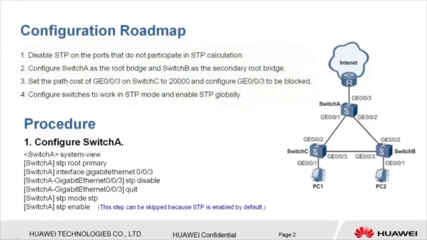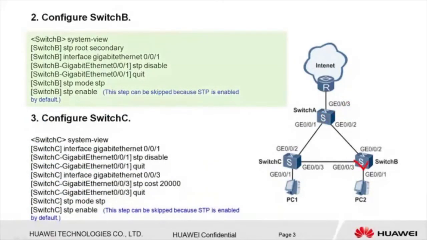Let's see the configuration procedure. Configure switch A as the root bridge. Disable STP on GE0/0/3 and enable STP globally. Configure switch B as the secondary root bridge. Disable STP on GE0/0/1 and enable STP globally.